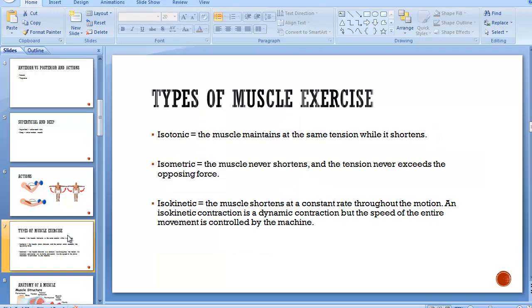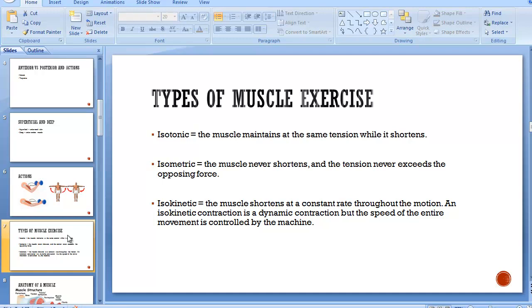Types of muscle exercises. So isotonic would be like bench press, push-ups. We're going through the range of motion. We're causing the muscles to contract. It's dynamic. We can speed up or slow down the contraction. There's no change in speed there.